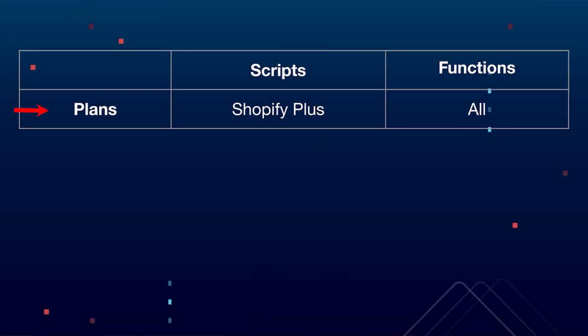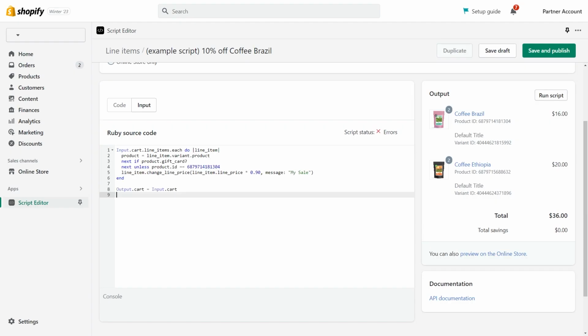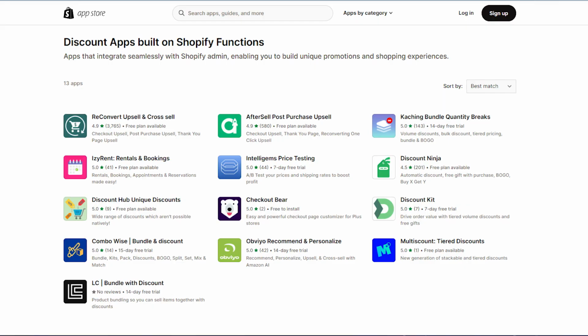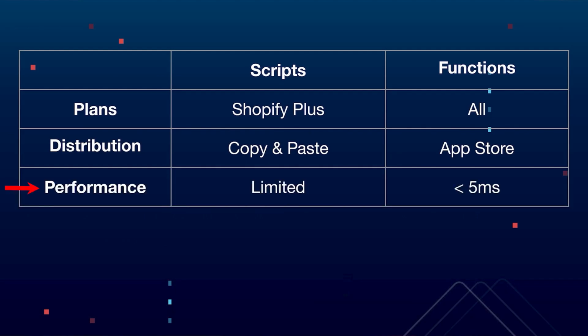Scripts were only available on Shopify Plus, and functions will be available on all plans. And Plus merchants will also have the exclusive ability to write their own custom apps with functions. Then, whenever you wanted to distribute your Shopify scripts, you literally had to copy and paste them from one store to another. And functions will be deployed via apps. That also means you can share them on the App Store. Performance is the next one. So functions execute like 100 times faster than scripts, which is important if you have traffic spikes or flash sales.